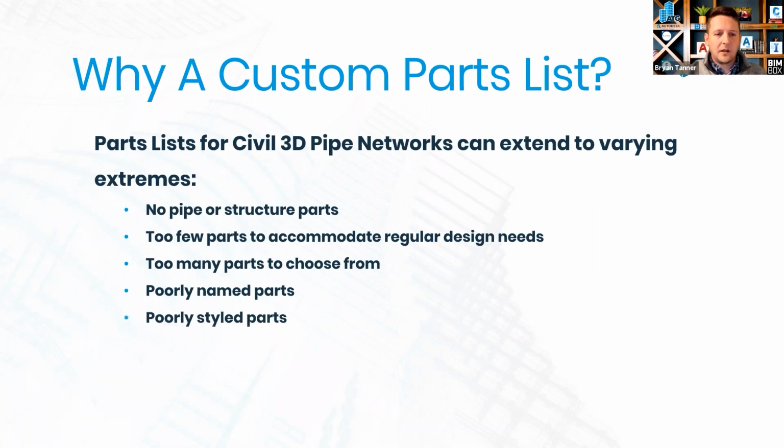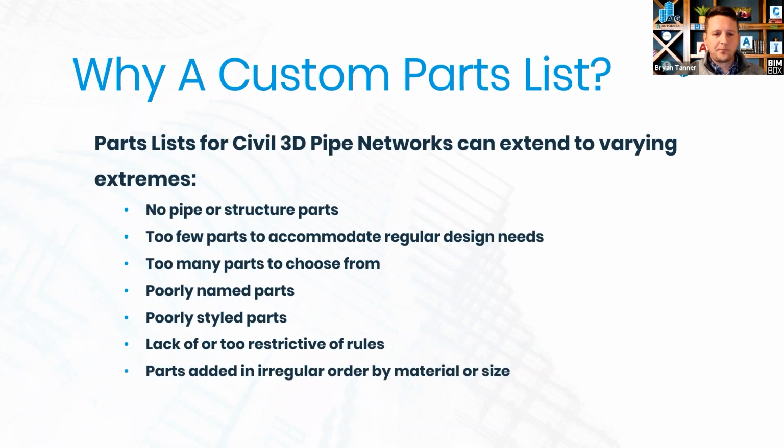Poorly styled parts is an issue that I've seen in parts lists. Lack of or too restrictive of rules to the parts list and the parts within it. If you don't have the rules defined, you're missing out on some automation of your design as you lay out your pipe network. But if you have too restrictive rules, it becomes next to impossible for Civil 3D to make decisions for you as you lay out those parts, or to provide false negative warnings as you make edits to your parts as they've been laid out in your pipe network model.